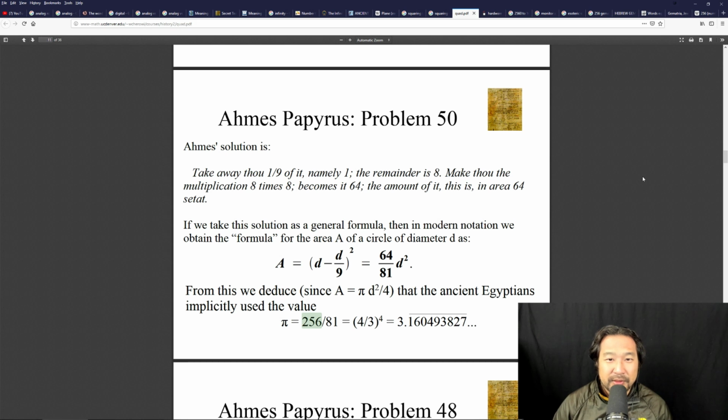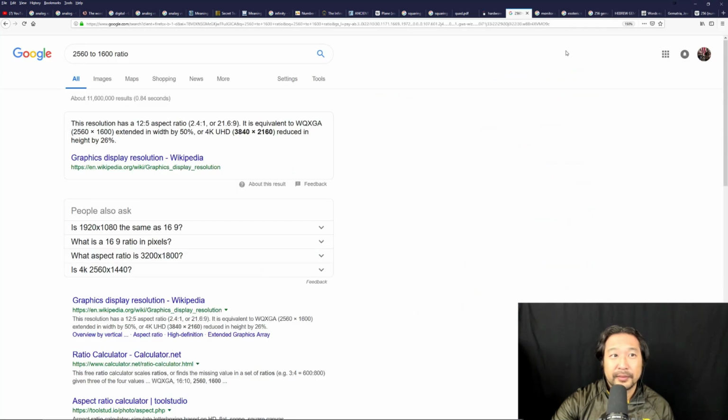From this we deduce, since A equals pi d squared over 4, that the ancient Egyptians implicitly used the value pi equals 256 divided by 81, which is about 3.16. And we see the 4:3 ratio in the early screens of our time. But now we use different ratios for our resolutions and our screens. Here's the 4K, 3840 by 2160.